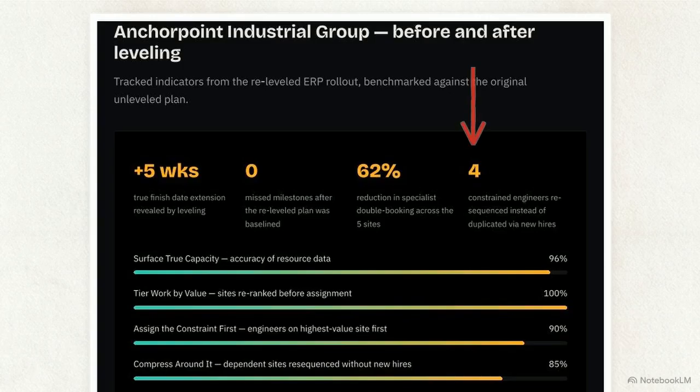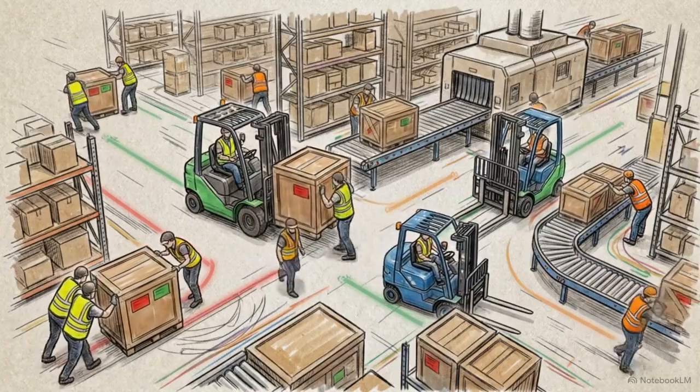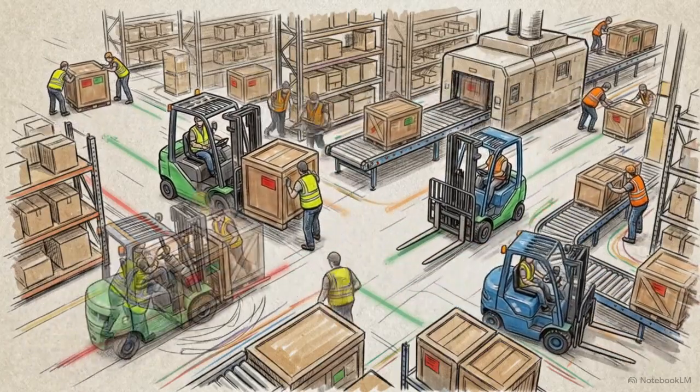Leveling the plan around their constraint of 4 engineers extended their finish date by 5 weeks, but the project hit 0 missed milestones for the first time ever. A project date is only real once it has survived contact with the actual humans expected to do the work.